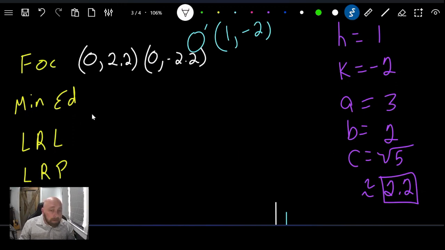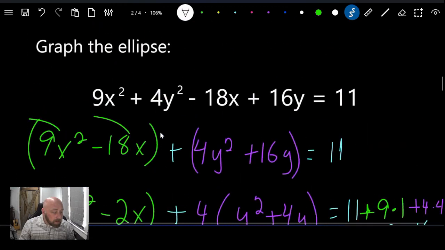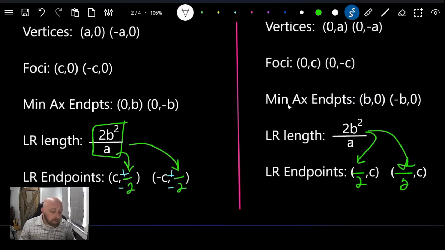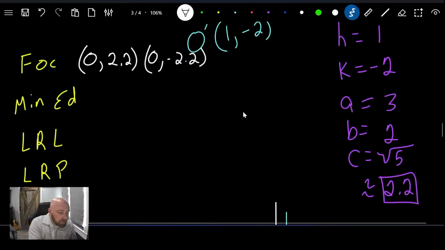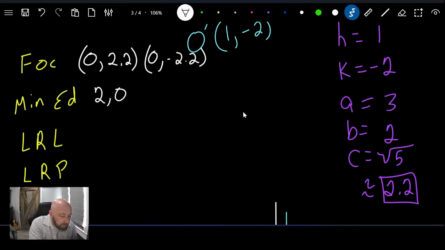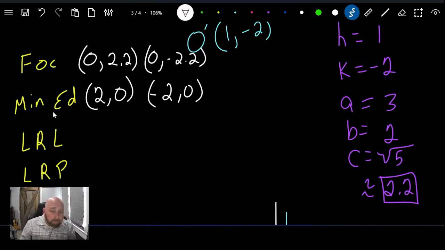Now, the minimum point. So let's go back up. How do we do the minimum point? There it is right there. Remember, we're on the vertical side, so we have B, 0 and negative B, 0. B is 2, so we have 2, comma 0, and negative 2, comma 0. And those are going to be our minimum points. All right. Then we have our latus rectum length that we're going to need.